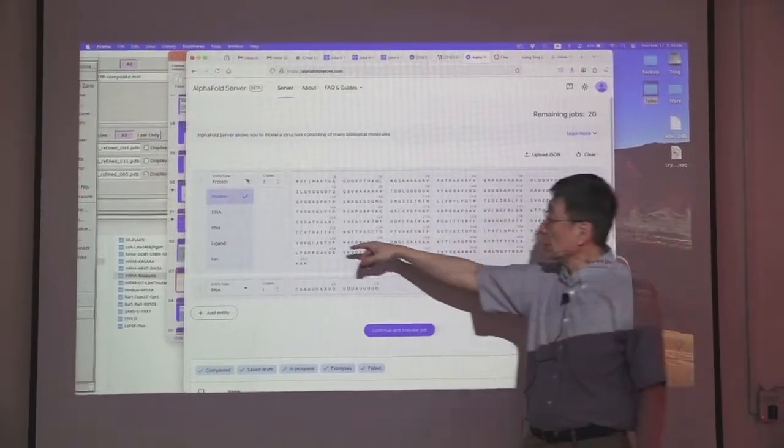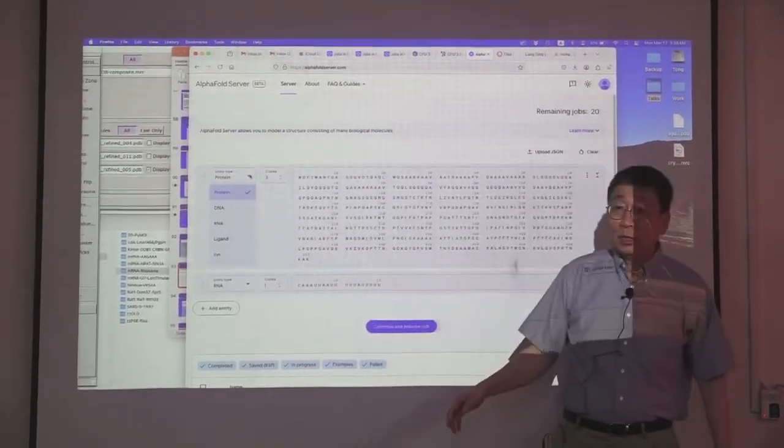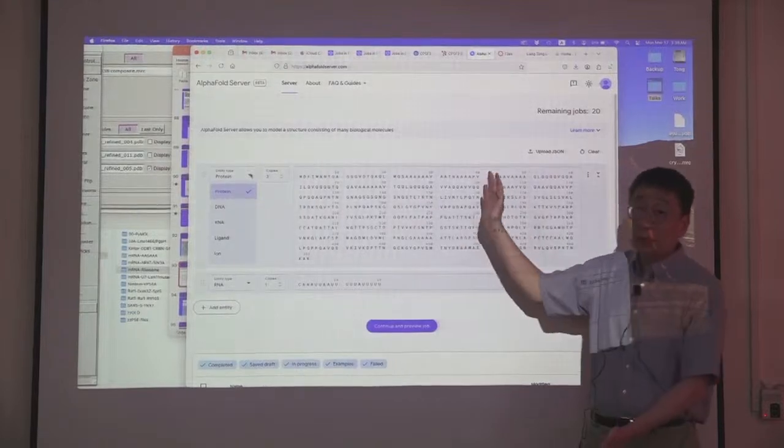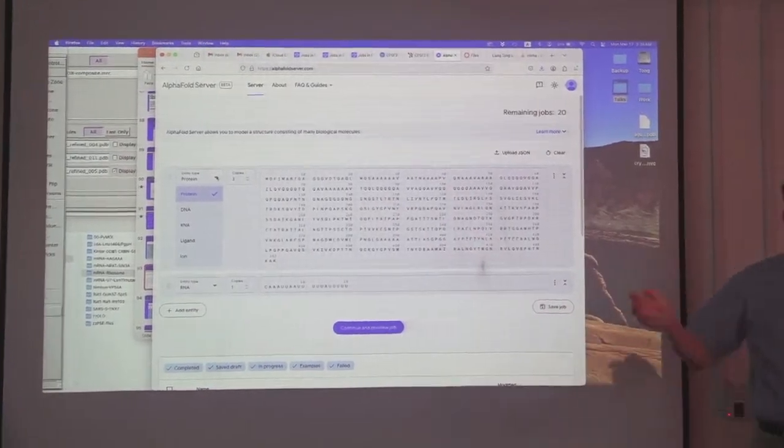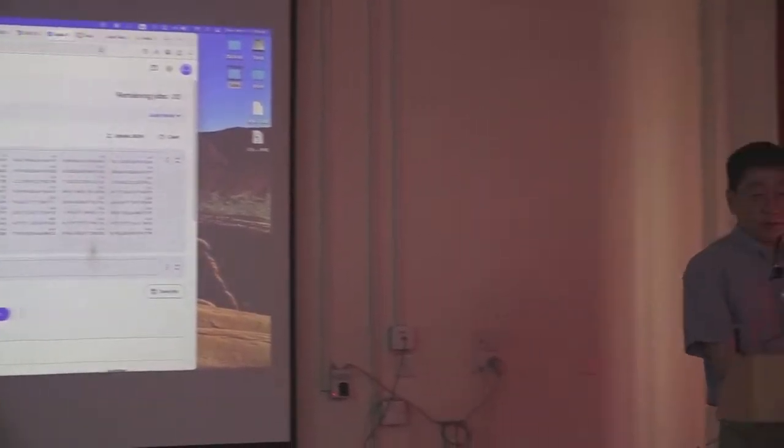You can also put in the RNA sequence, or you can put in mixtures, everything. And when you're ready, just say go, and it'll calculate for you. So it's a very powerful thing, and very easily accessible.